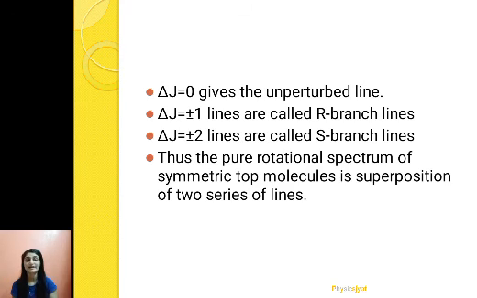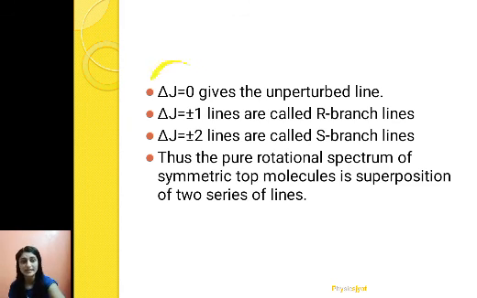Now delta J equals 0, as we have seen in the earlier case of linear molecules as well. Delta J equals 0 will give rise to the unperturbed line or unmodified line or parent line. What is the unperturbed line? When we study the Raman effect, the incident radiation is made to fall on the sample, and the scattered radiation consists of three radiations, one having the same frequency as the incident radiation, and the other two with slightly higher and slightly lower frequency compared to the incident radiation.